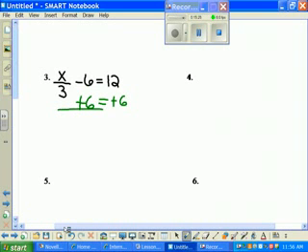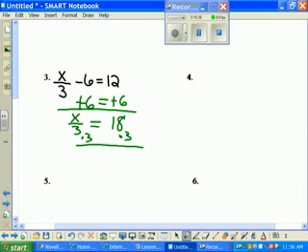You add 6 to both sides. Good. You're going to bring down your x over 3. Then it equals 18. Perfect. Then you multiply 3 by both sides. Okay. You get 54. Very good. And then you check it.